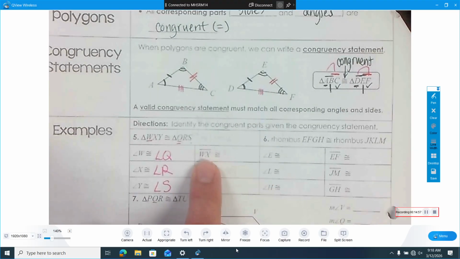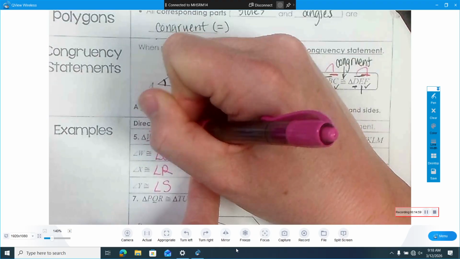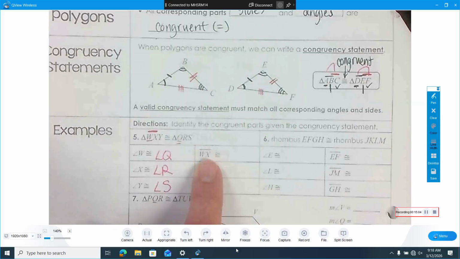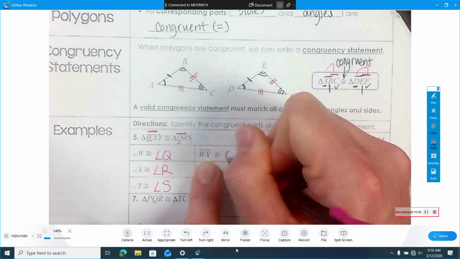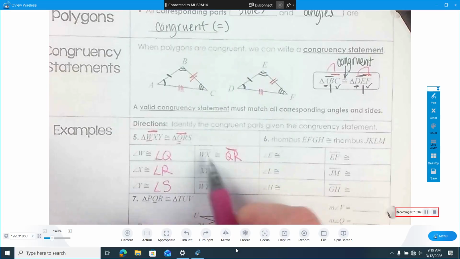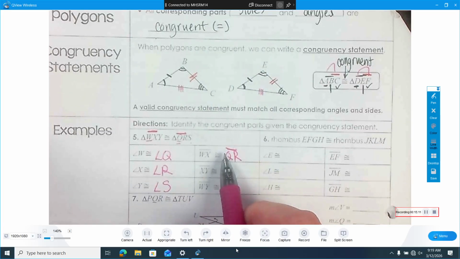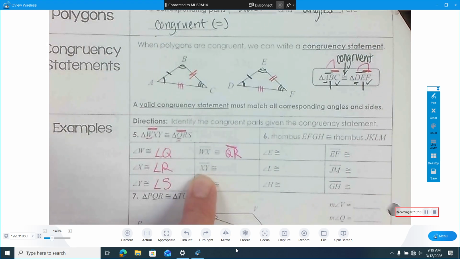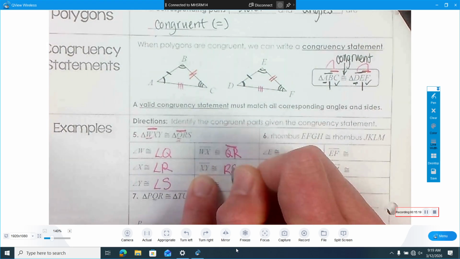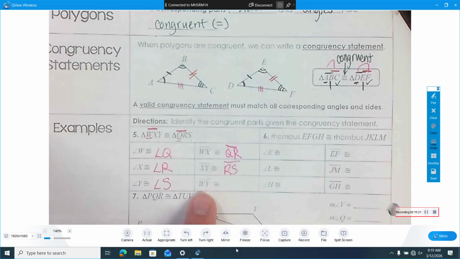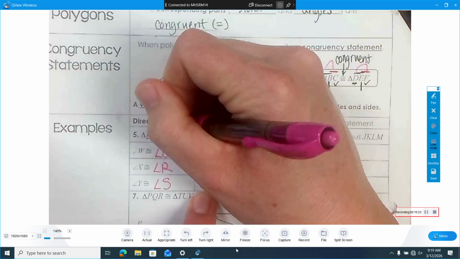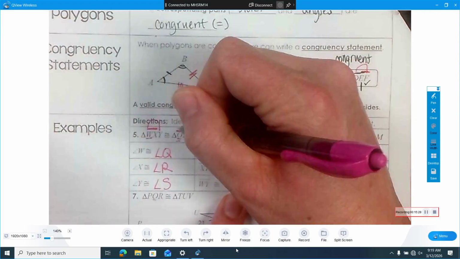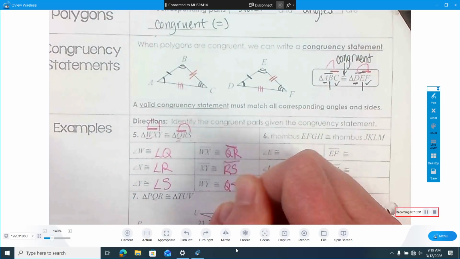Okay. Now, WX, that is the first two letters, what's that going to be congruent to? Yeah, segment QR. So segment QR. If they use a bar above, you should use a bar above. That means segment, okay? XY is going to be congruent to RS, segment RS. And WY, that is the first and last, is going to be congruent to QS, the first and last. So segment QS.